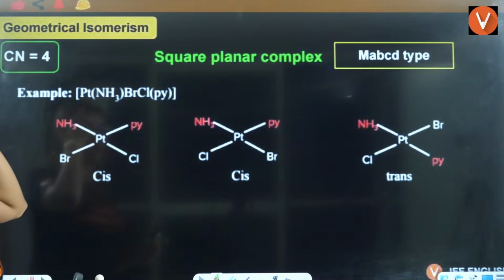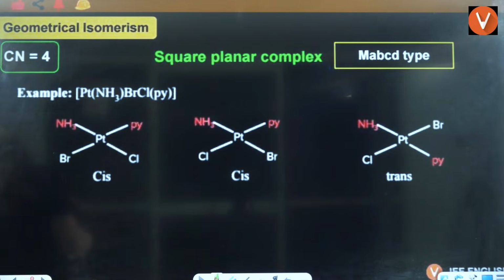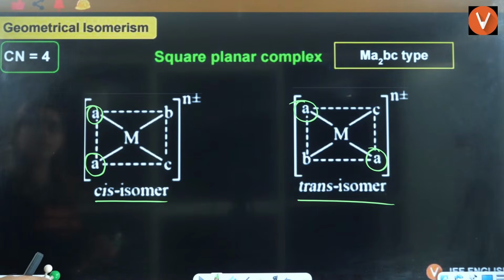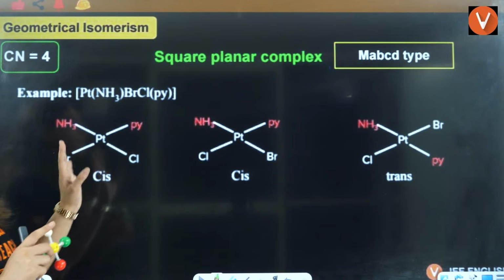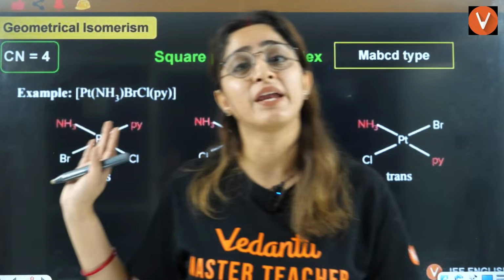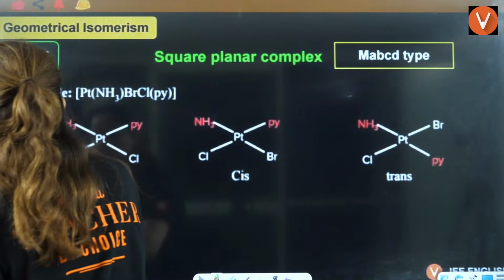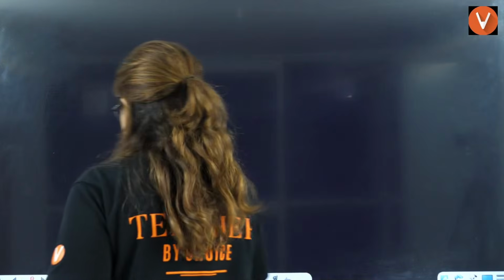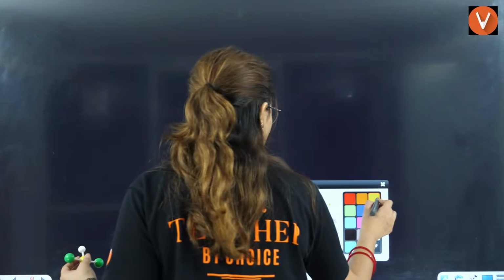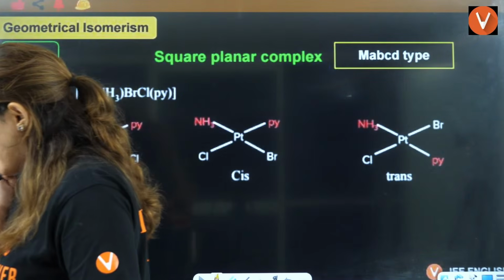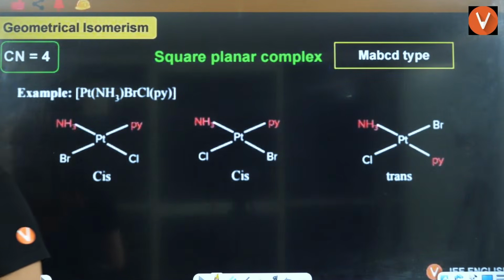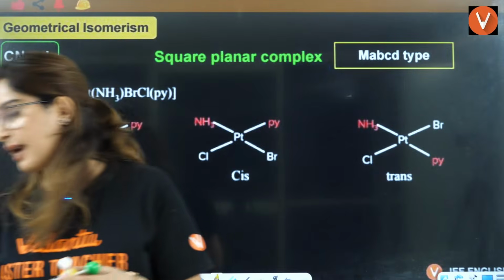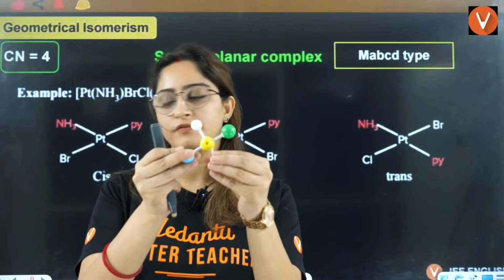Next is MABCD. A2B2 we have seen. Then we have seen A2BC. Then we will see ABCD. Okay, ABCD. Now this one is very interesting. For that I also need one extra page to show you that, because this is actually a tricky one, and this is very frequently asked. Very frequently. Here they are saying that this kind of situation you have.